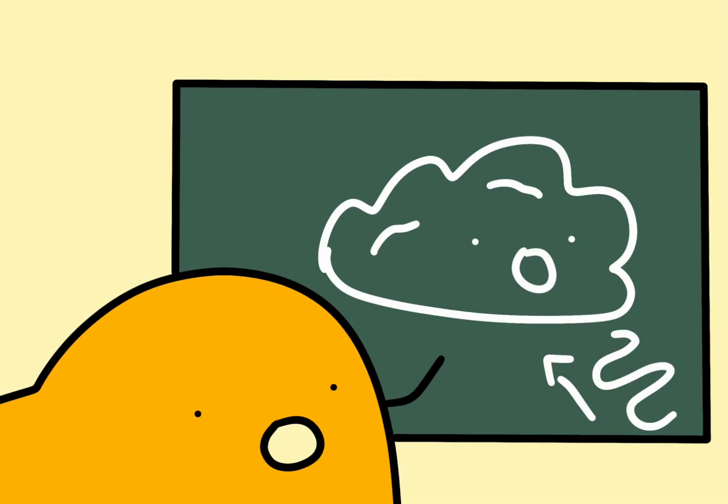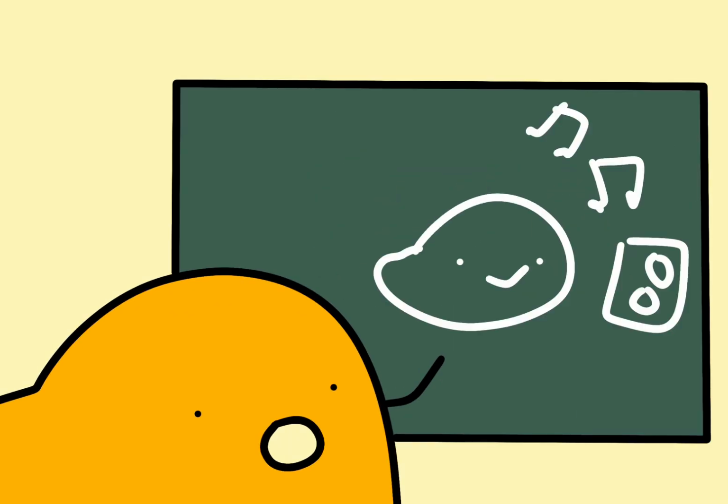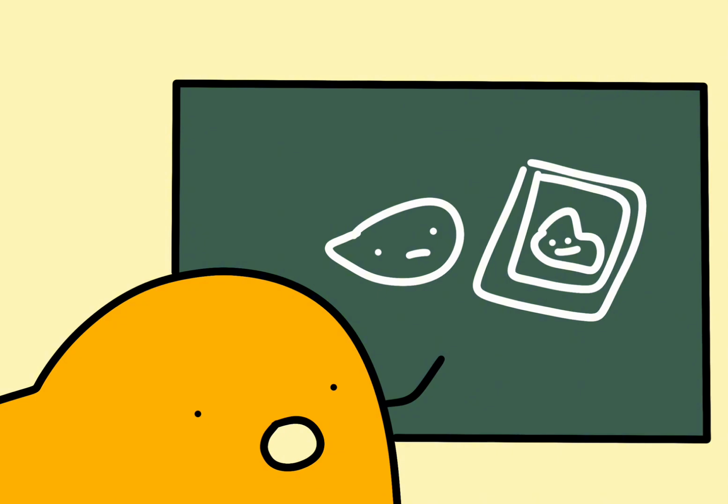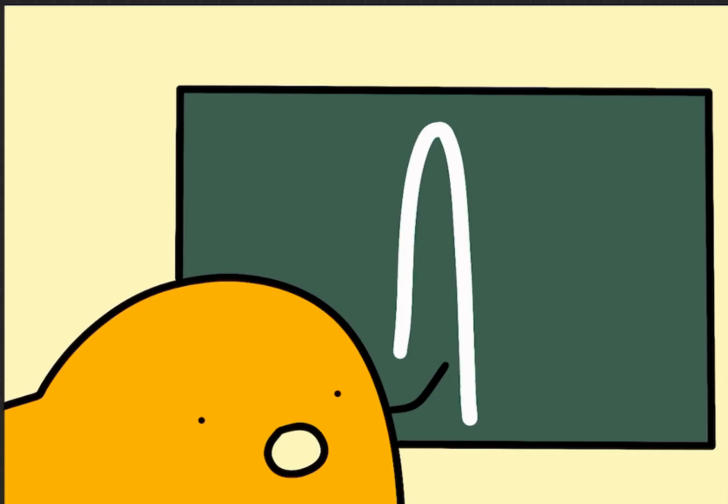Sometimes our brain can interpret that energy into information. For example, if you were to hear sound waves from a speaker, your brain would interpret those waves as sound. And if you were watching this video right now, your brain would interpret the light waves into the things that you're seeing right now. When a wave travels, it goes up and down and up and down.